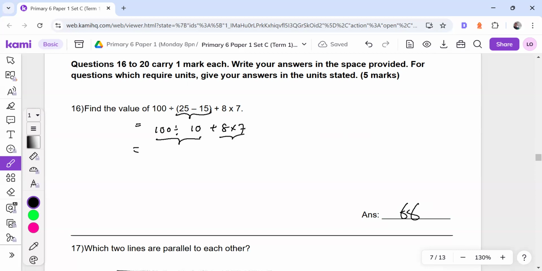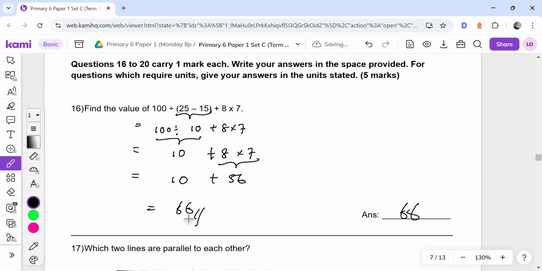Some of you do divide and times at the same time. But Mr. will encourage you to do one step at a time. So 10, then plus 8, then times 7. Then now you got plus and times. You do the times first. So 10 plus 56, and that's how you get your answer, step by step.